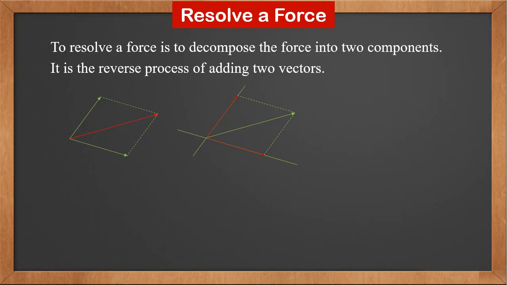The two directions can be random. Given two random directions and a force, we can always make a parallelogram with the given force as the diagonal. Hence we can resolve the given force into two components. The most common way is to resolve a force in two perpendicular directions, one horizontal and one vertical. This way, we can use simple trigonometry to find the value of the two components.